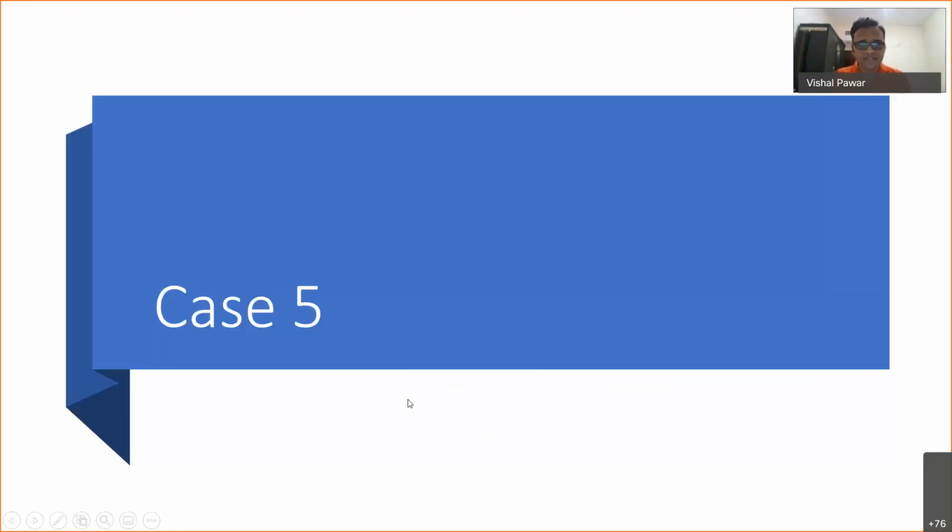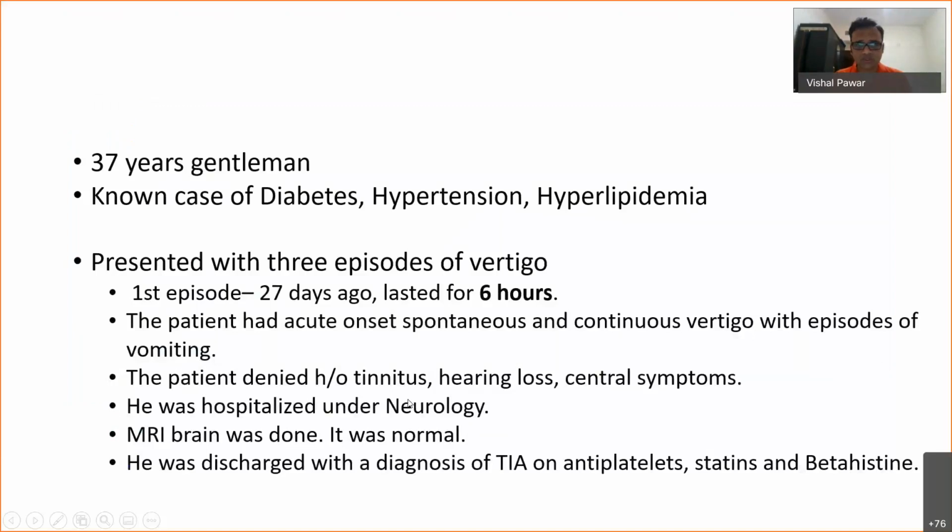Coming to case 5, a 37-year-old gentleman, a known diabetic, hypertensive, with hyperlipidemia. He presented with 3 episodes of vertigo. The first episode was 27 days ago. It lasted for 6 hours, with acute onset, spontaneous, not triggered. It was continuous vertigo for 6 hours with episodes of vomiting, and it was not associated with tinnitus, hearing loss, or central symptoms. He was hospitalized and underwent an MRI.